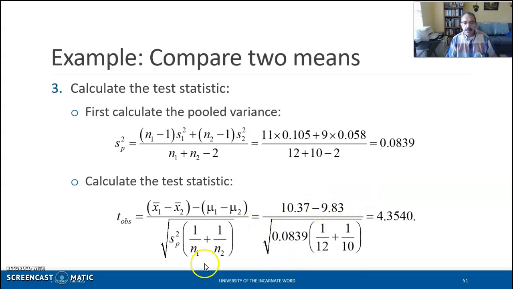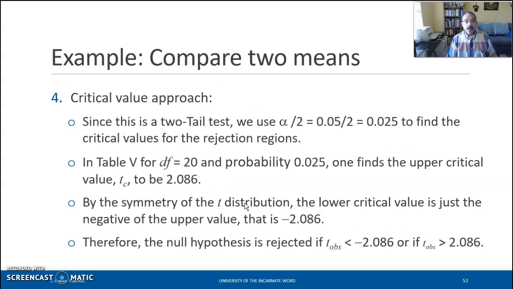Then in the denominator, we have the pooled variance, 0.839, and the inverse of the sample size: 12 for the first sample, 10 for the second sample. If you carry out this calculation, then you find that this is 4.354. So this is the value of the test statistic.